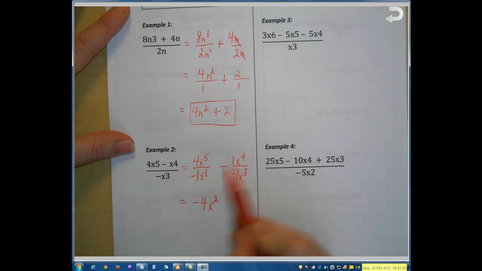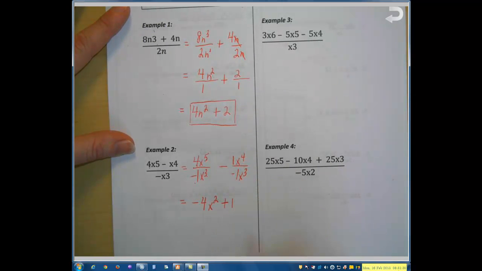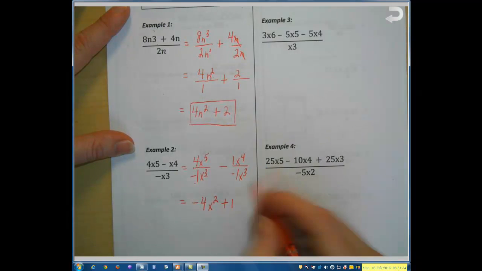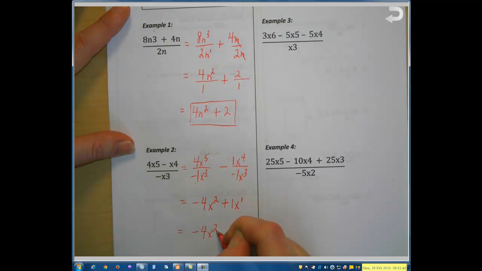Let's go to our second term. So we have negative 1 divided by negative 1. Well, that equals positive 1. So I'm going to put a positive 1 right here. I'm going to subtract my exponents. 4 minus 3 is 1. So I get 1x to the first. Now I want to simplify my answer. Negative 4x squared. 1 times anything just equals that number. And x raised to the first power is just the same as x. So I can just write that second term as x.